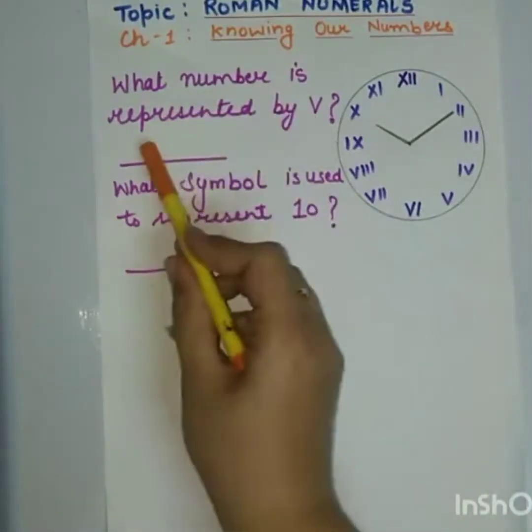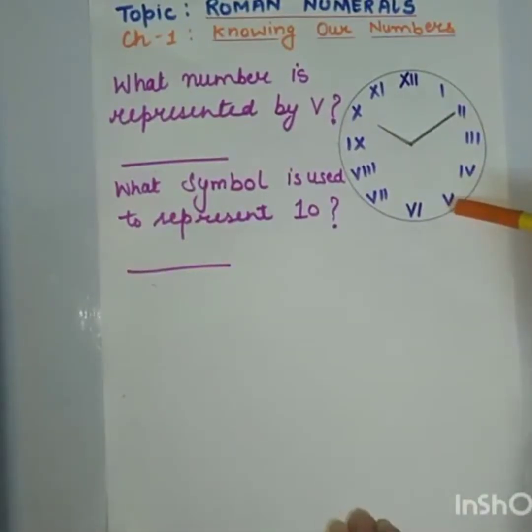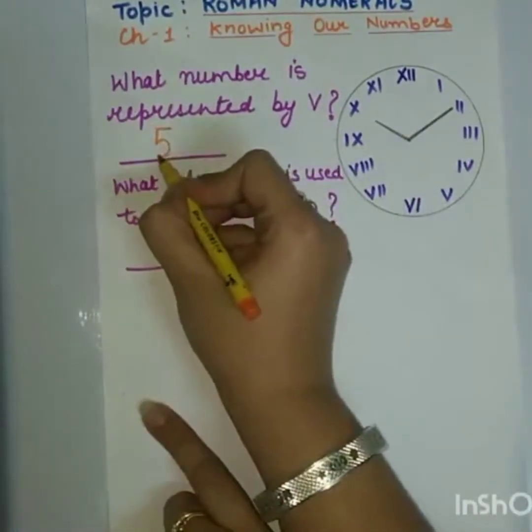What number is represented by V? 1, 2, 3, 4, 5. So 5 is represented by V.